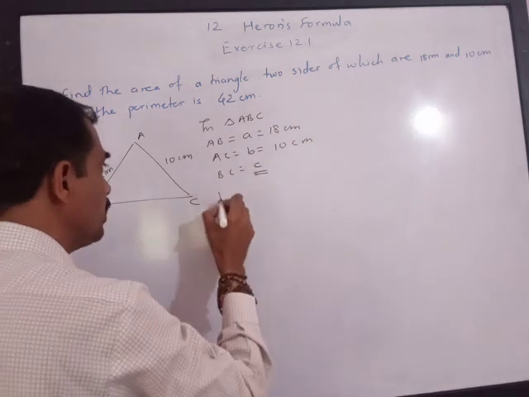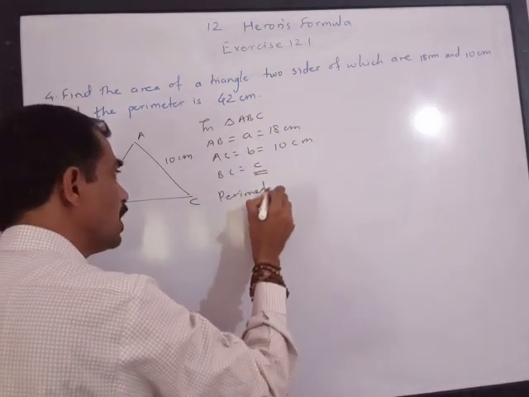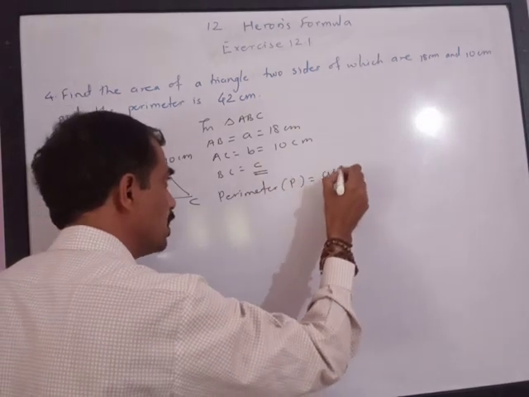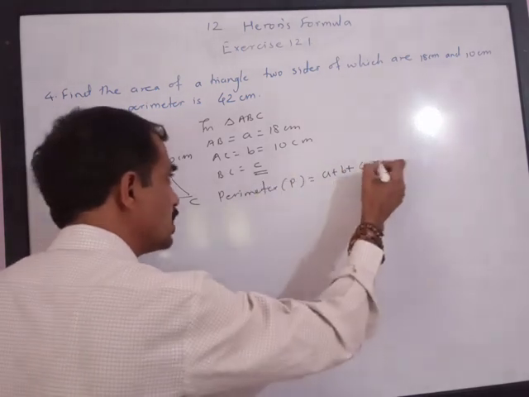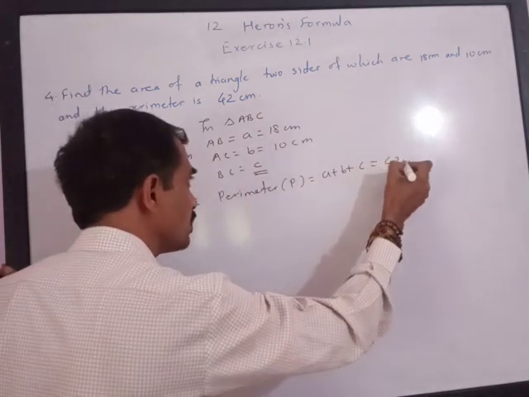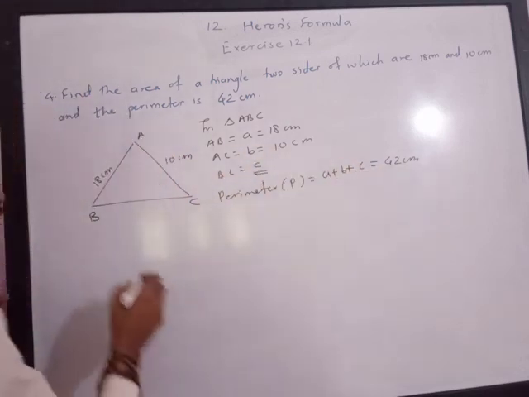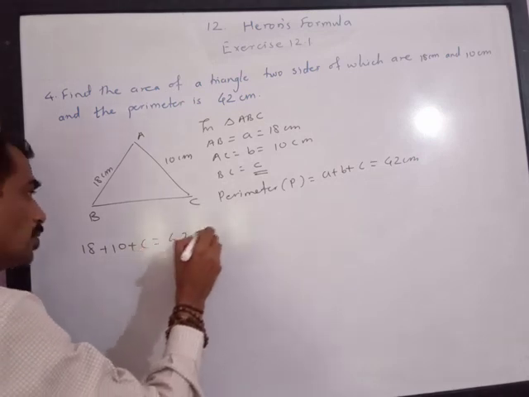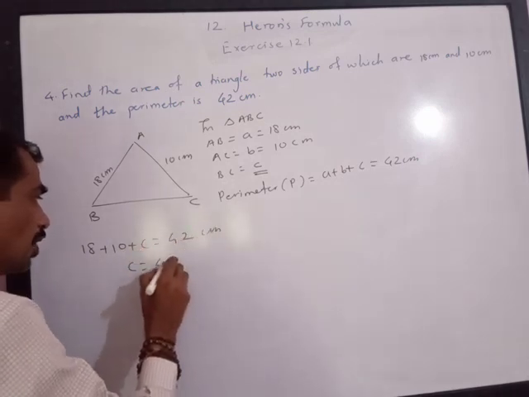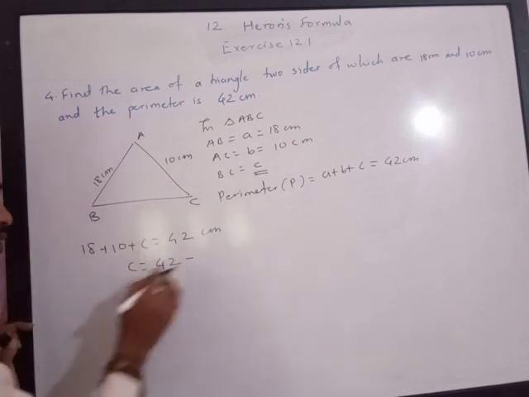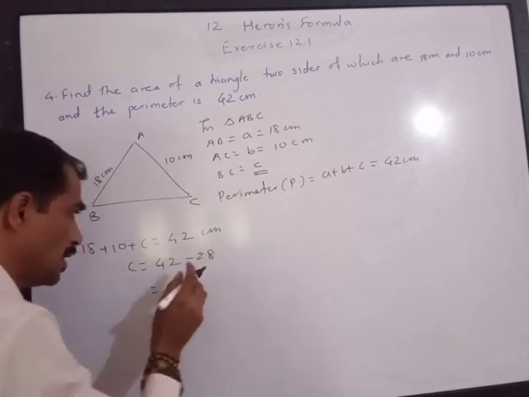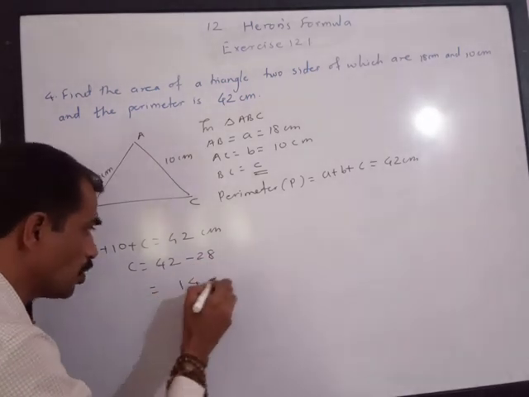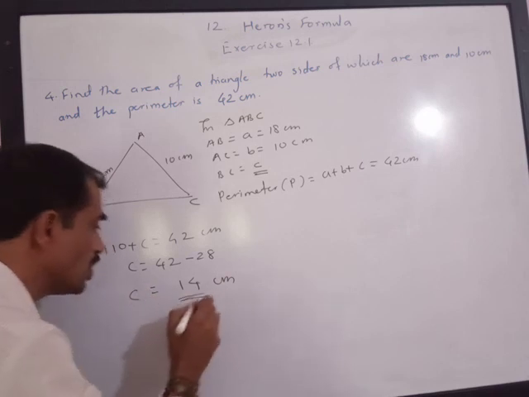But we are given a perimeter. Perimeter is equal to the sum of all sides. Perimeter P is equal to a plus b plus c. This is given to us as 42 centimeters. So from this we can find the value of c. We have 18 plus 10 plus c is equal to 42 centimeters. Therefore c is equal to 42 minus (18 plus 10), which is 28. So c is equal to 14 centimeter.